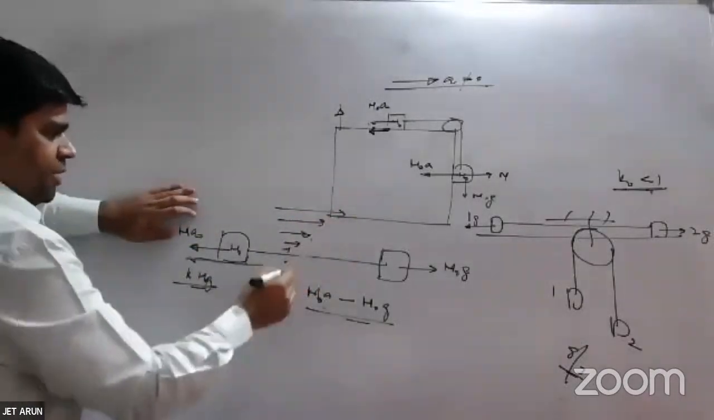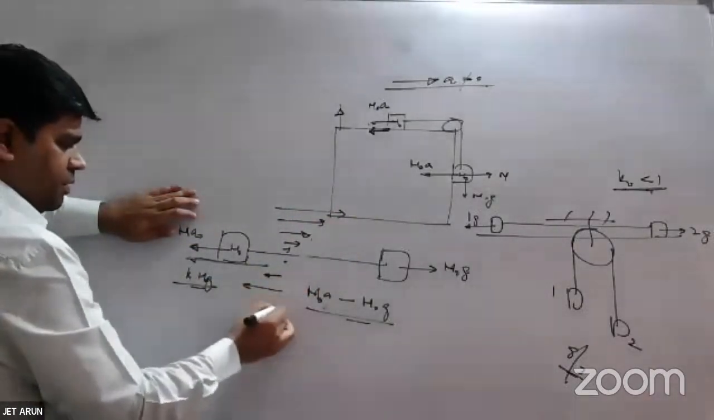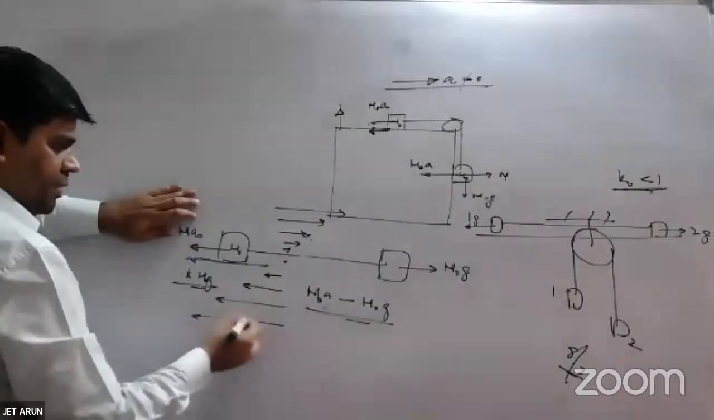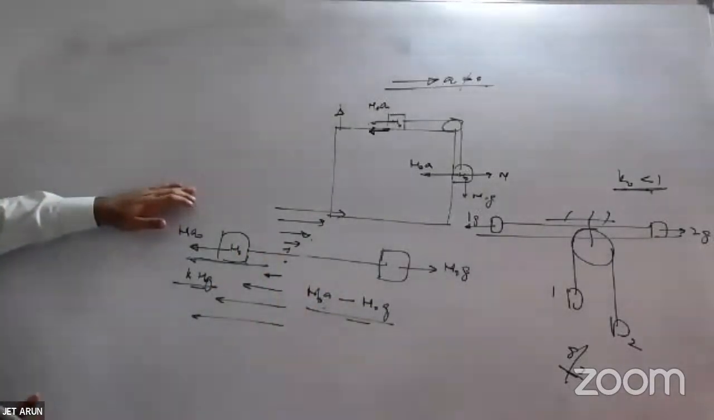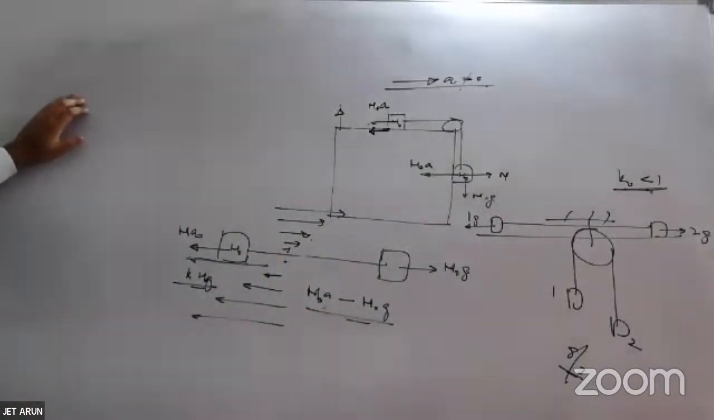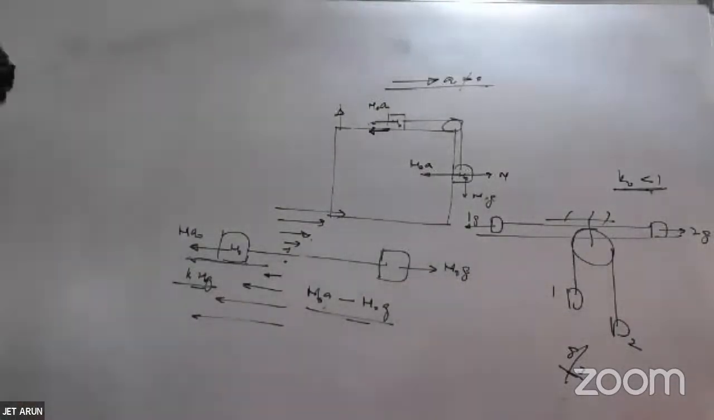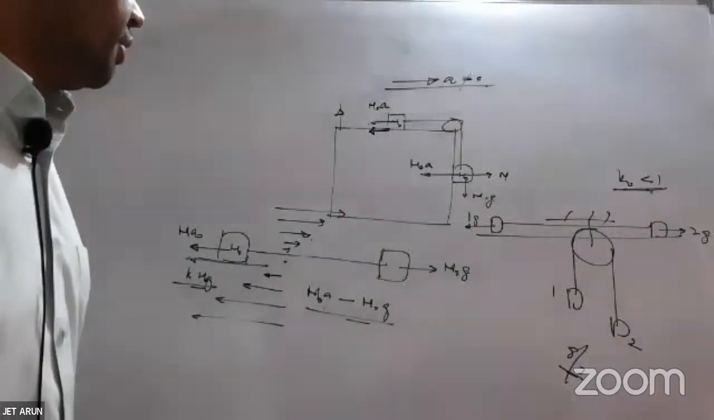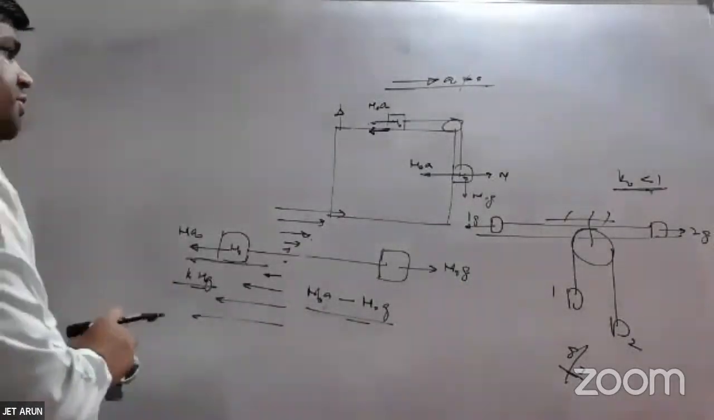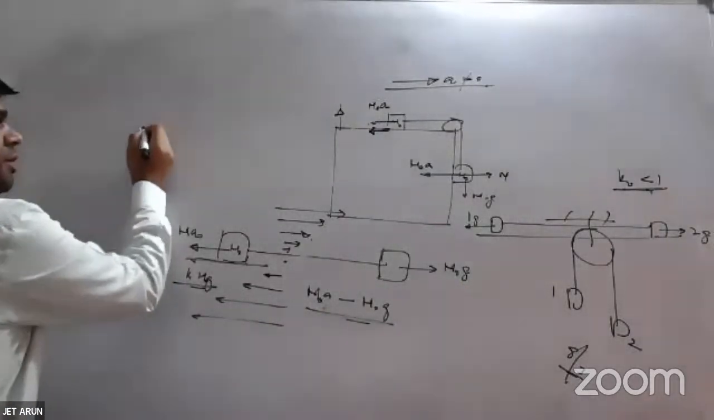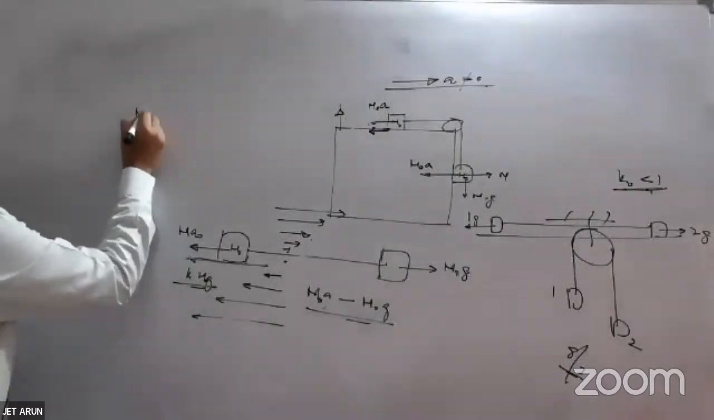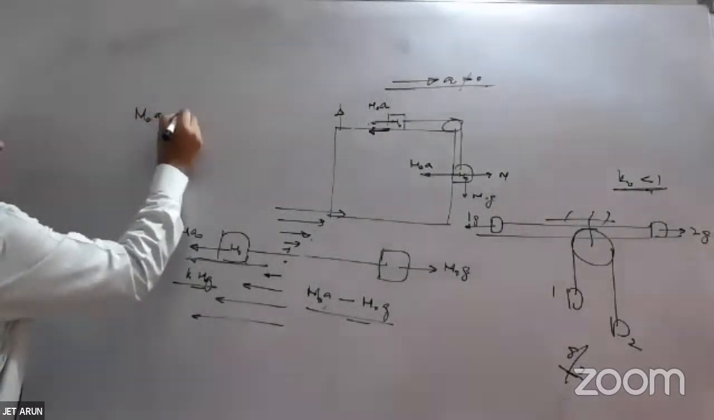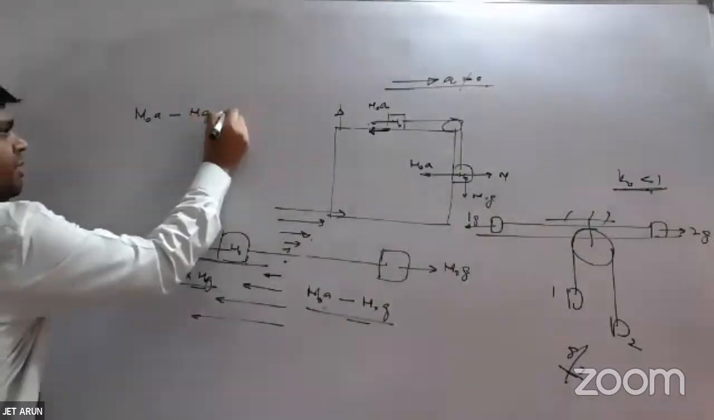When m a is greater than mg, the net force will reverse. When this reverses, my frictional direction will reverse. Yes, sir. I understood. Okay, good. Now let's write the equations for this. So I've got Fp, which is m naught a minus mg.